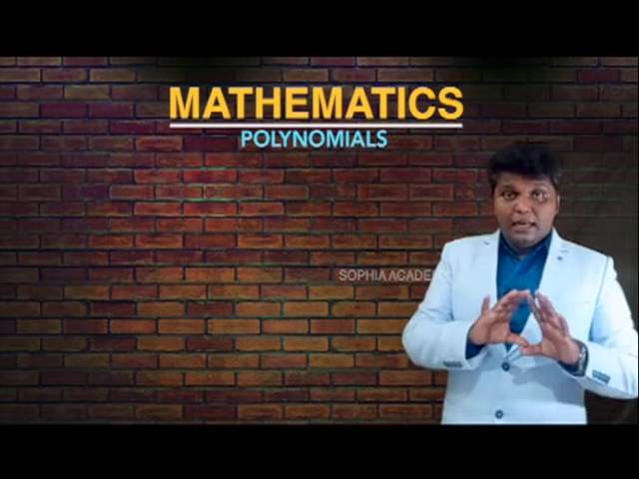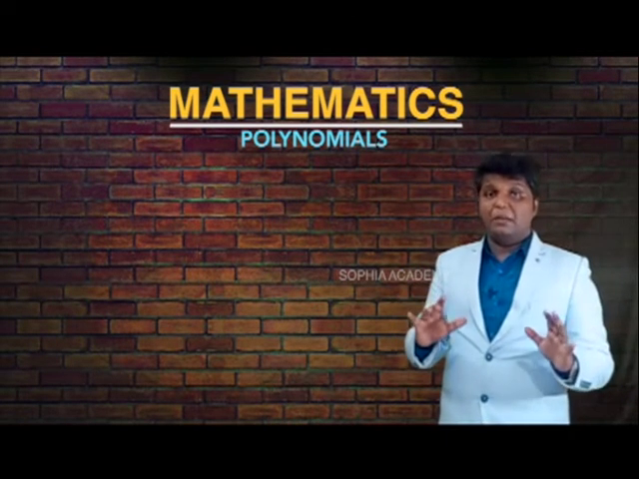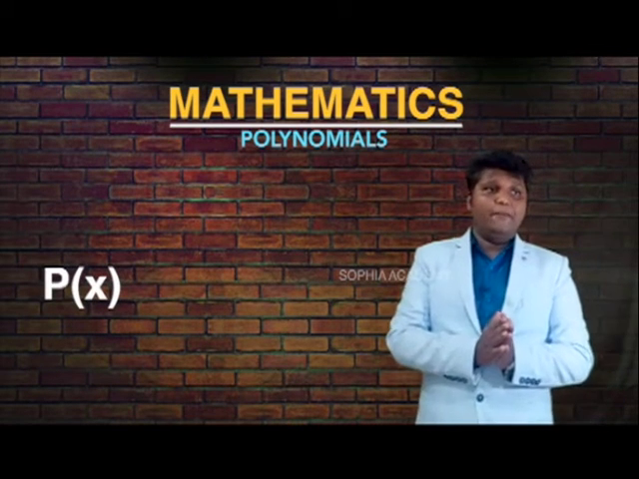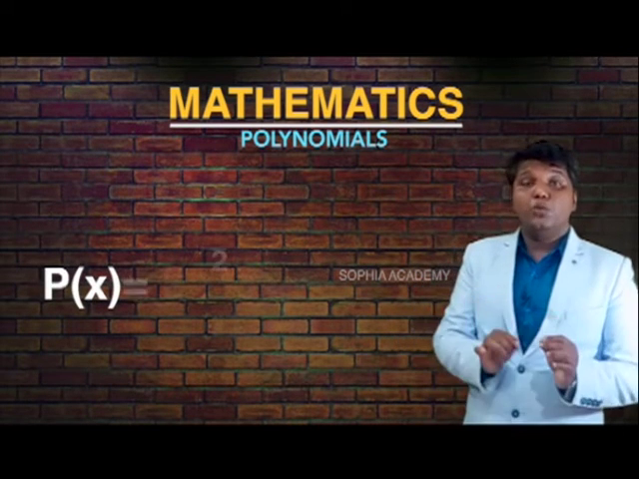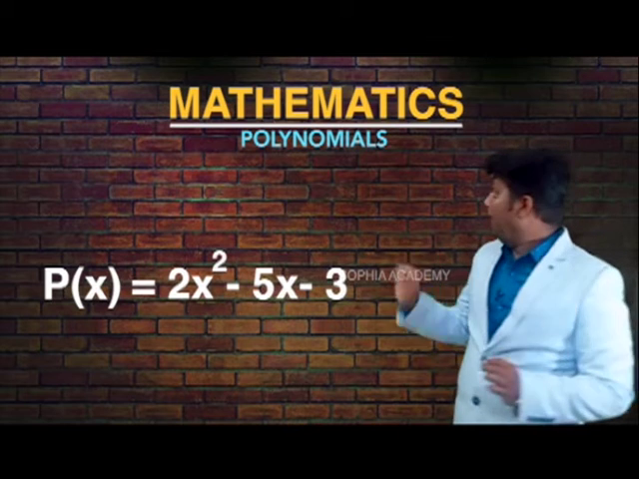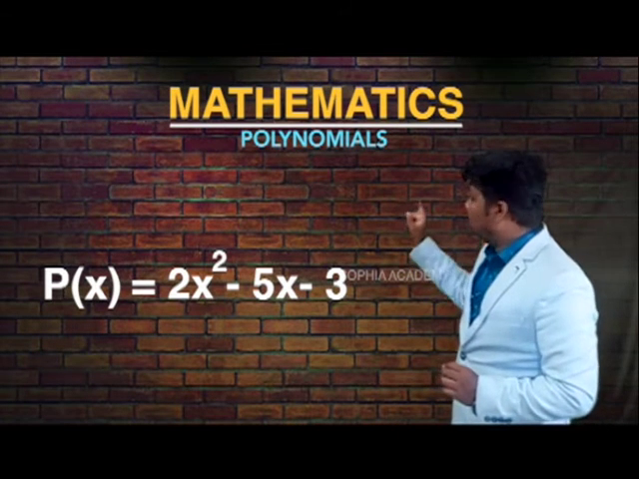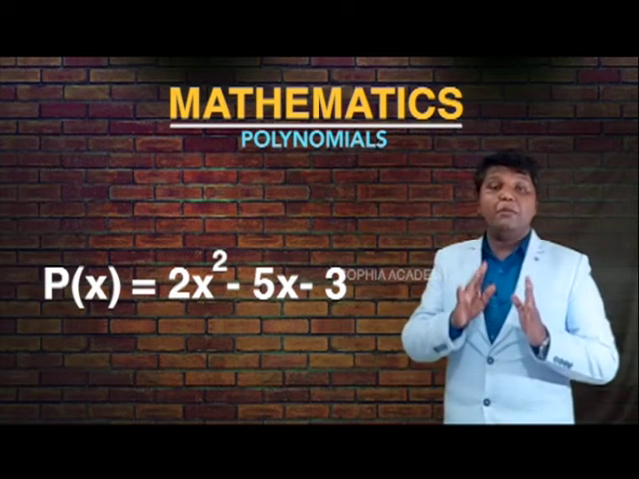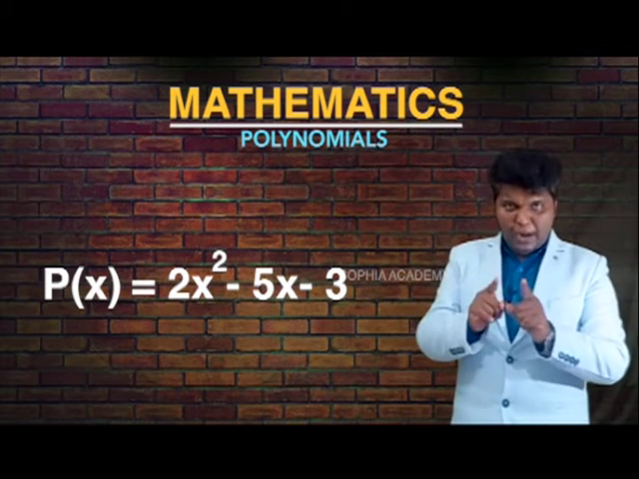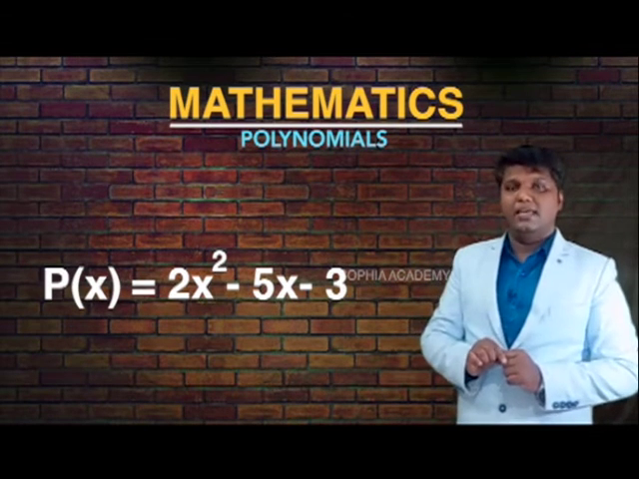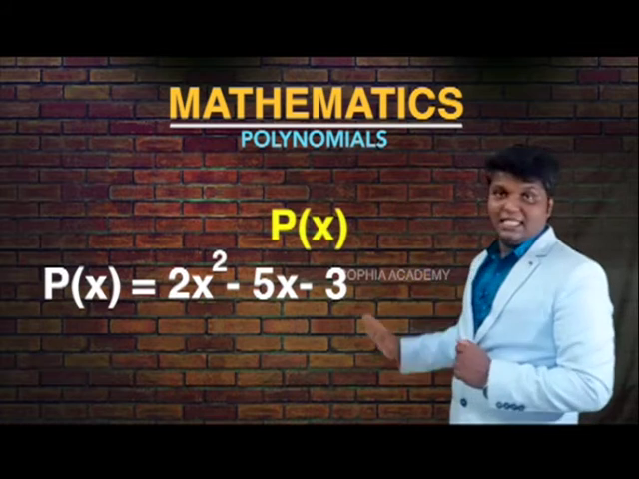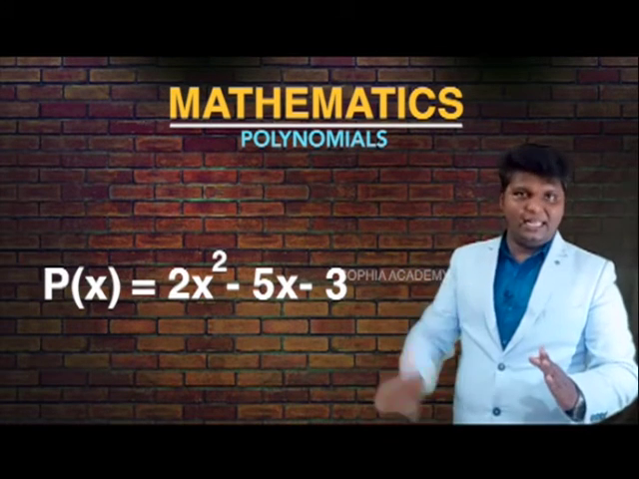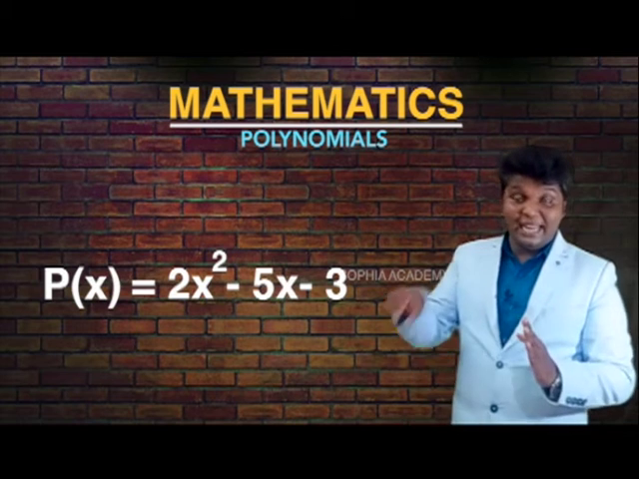Now, the general term of a polynomial can be represented as p of x. If you are taking any polynomial, say, I will give you an example, 2x square plus 5x minus 3. This can be written as p of x is equal to. What does it mean by p of x? After p you will put one bracket and inside the bracket you will put that x. And we will read it as p of x. P of x means polynomial in x.